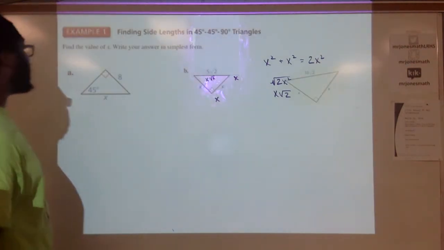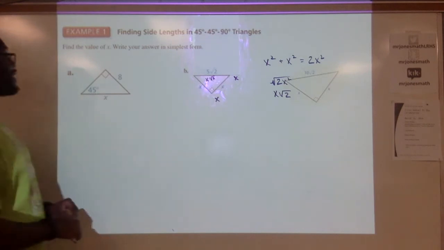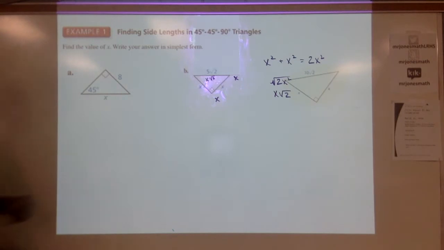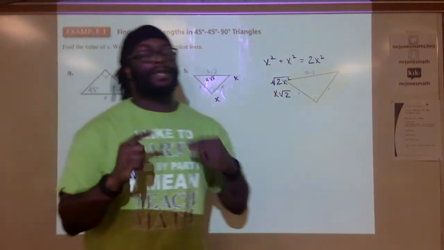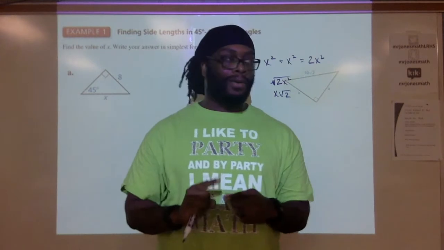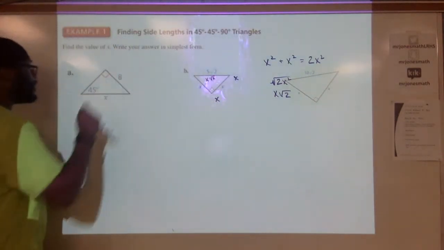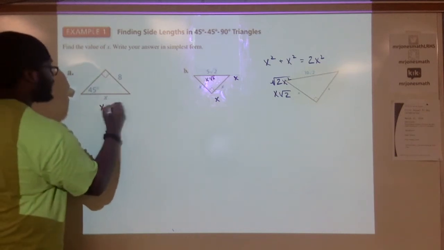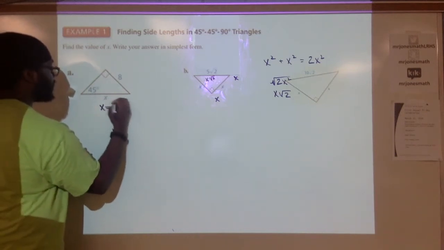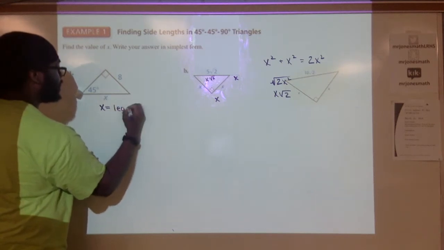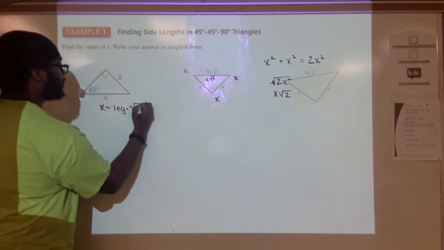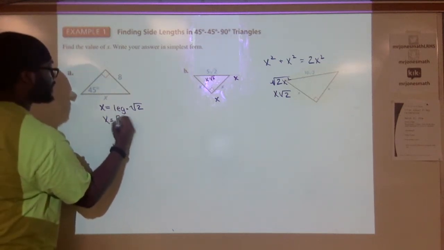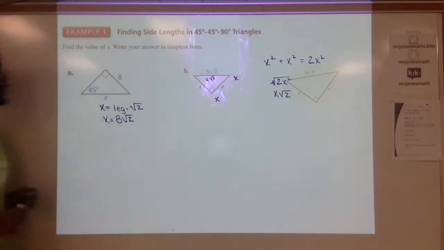In A, we have a leg as 8, and we're trying to find the hypotenuse. Again, as a reminder, the hypotenuse is always your longest side, and it's always across from the right angle. So if I know my leg is 8, to find x, we know x equals the leg times the square root of 2. Our leg is 8, so x equals 8 square root of 2. Simple.